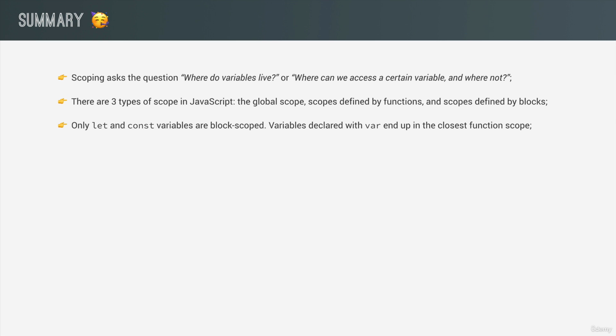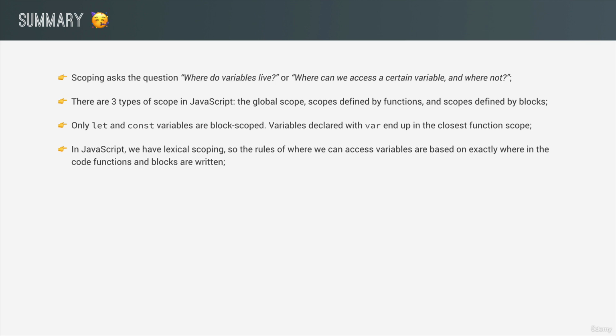Variables declared with var automatically end up in the closest function scope. Next, in JavaScript, we have lexical scoping, which means that the rules of where we can access variables are based on where in the code functions and blocks are written. And now let the magic begin, because every scope always has access to all the variables from all its outer scopes. And this is what we call the scope chain.